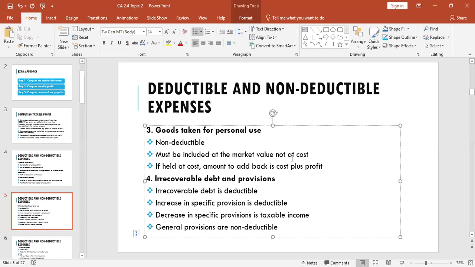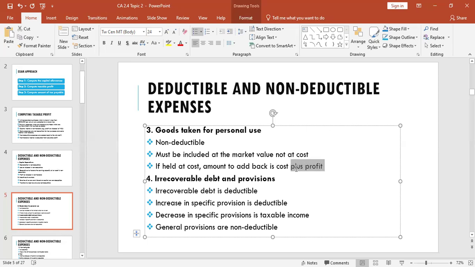So what they're trying to say is when we are adding back, we don't have to add back the cost, even though the business deducted the cost value of the good, but we have to add back the market price. So if you are given a cost, you say the goods that were taken out of the business cost maybe 5,000, then they'll tell you the profit margin is 20%.